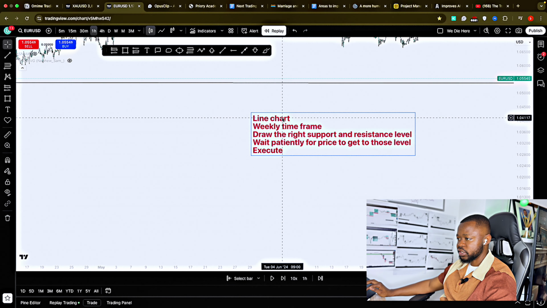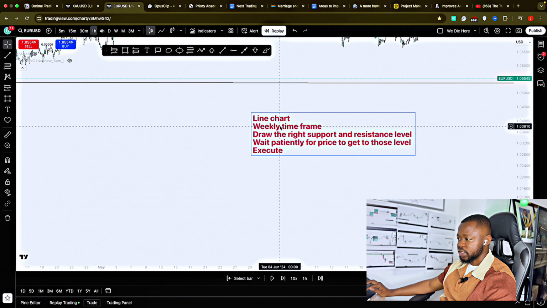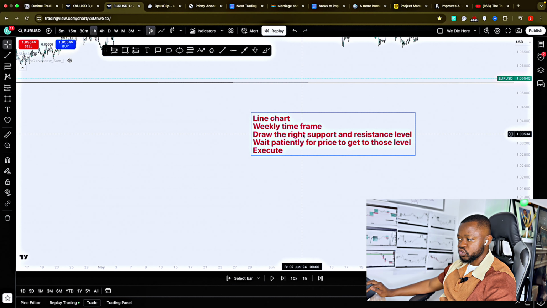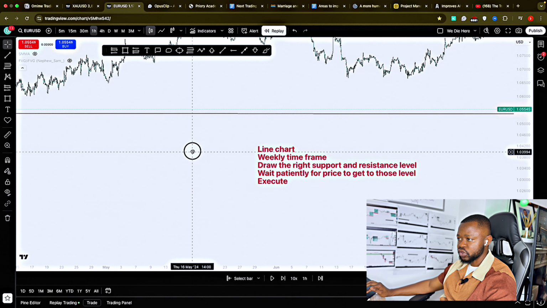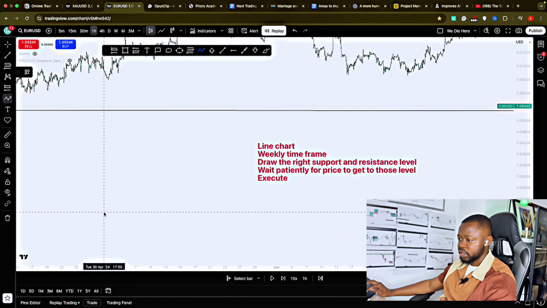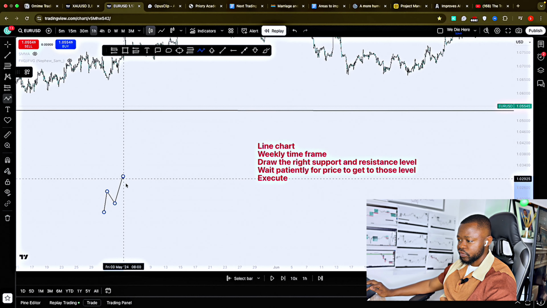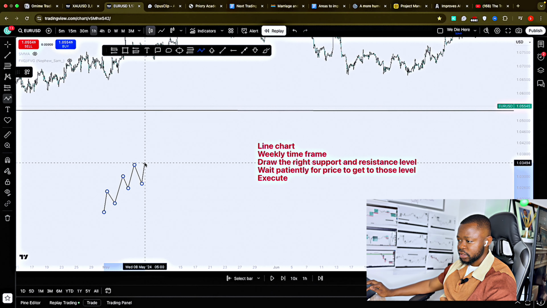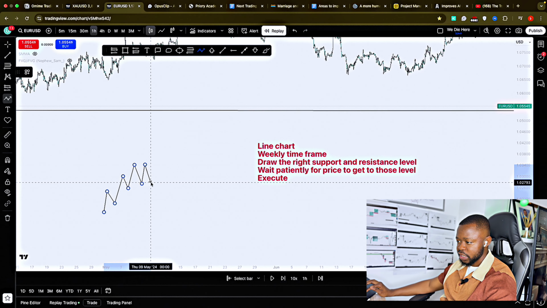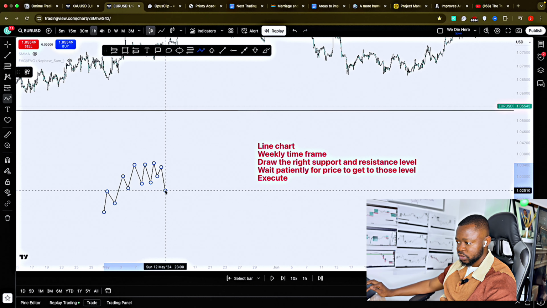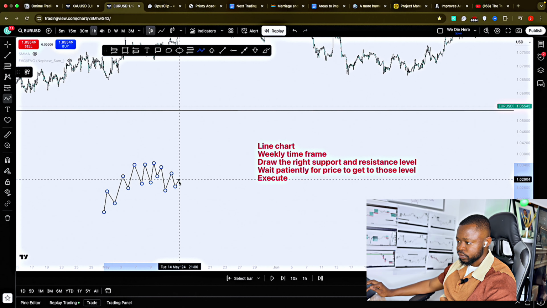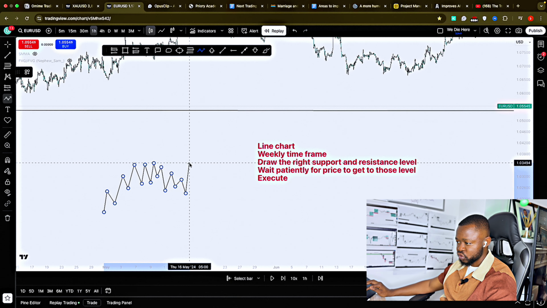First off, use the line chart, then go on the weekly time frame, then draw the right support and resistance level based on what I've shown you. So remember, price is always moving. If it's going upward, it's going like this. So when it gets to this level and it fails to break above this level here, it creates a resistance level there. So it goes back, continues doing its thing, keeps going, gets back to those levels again.